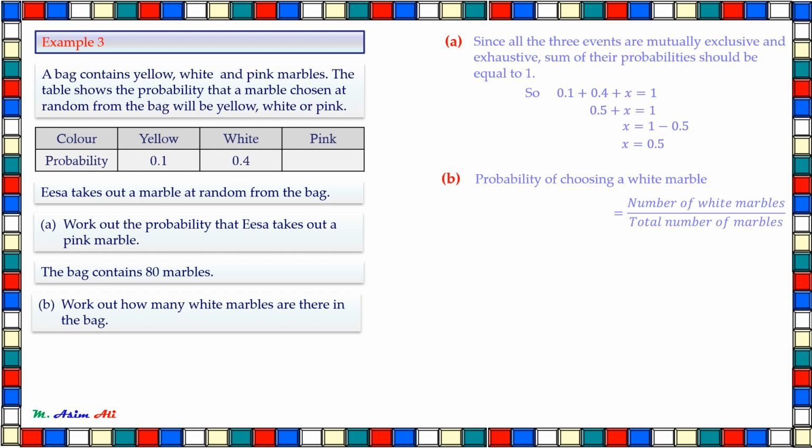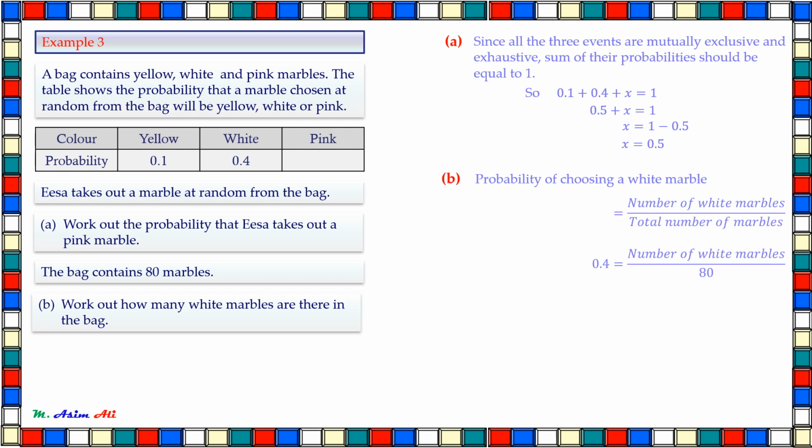So on the left we have the probability of choosing a white marble, which is given to us in the table, which is 0.4. The number of white marbles we have to find, and the total number of marbles is given to be 80. So we will put all these numbers: 0.4 on the left, the number of white marbles we'll write as it is because we have to find it, and 80 will come below because it is given that the total number of marbles is 80. Now 80 is dividing on the right hand side.